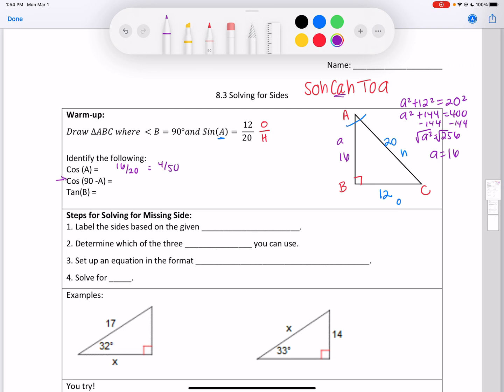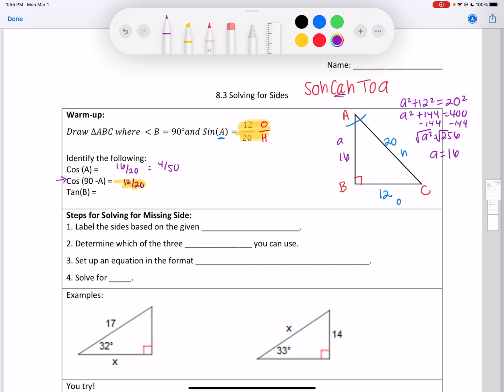Now this here is some of the notation that we started to see for complementary angles, or for cofunctions. So if the sine of A is 12 over 20, then the cosine of the angle that is complementary to A, which is denoted as 90 minus A, would also, by definition of cofunctions, have the exact same ratio as what we saw here in sine of A.